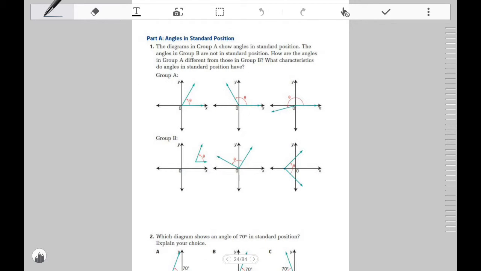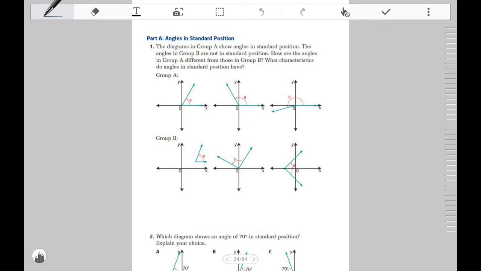You need to go through part A and B, 1 through 5. Complete those, pause the video, spend the next 5 minutes or so going through all of that. So pause it now. Alright, now you've unpaused it.